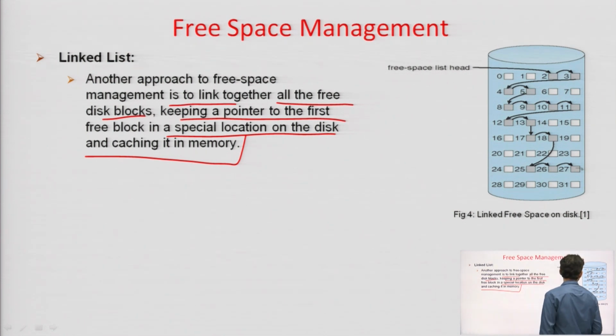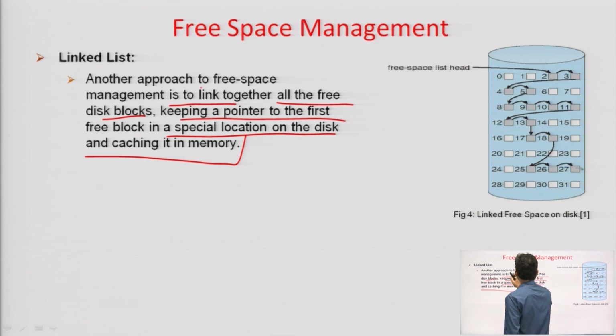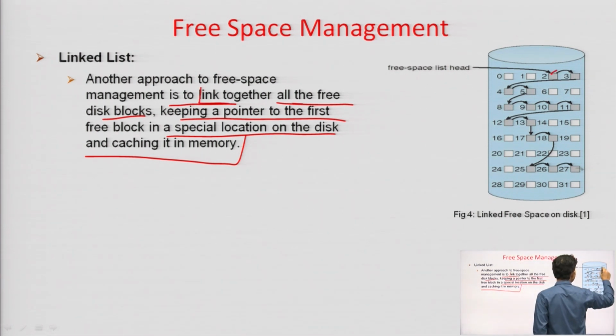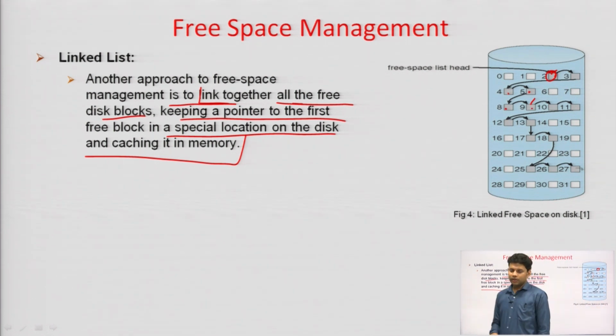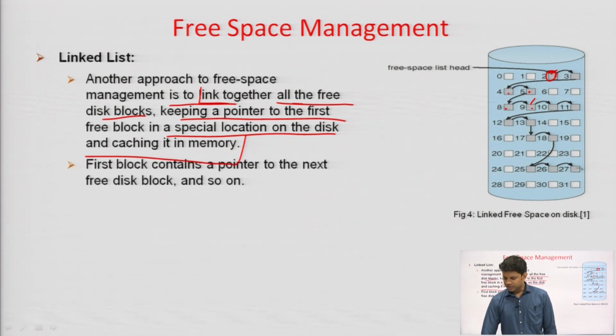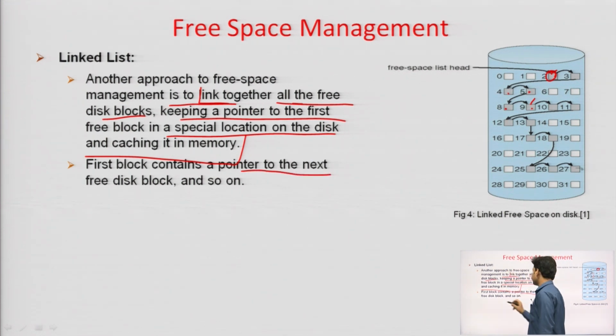Okay, so you can see free space is linked together, all the free disk blocks. So you are linking all the free blocks, and each free block stores the pointer of the next free block. So 4 is storing the pointer of 5, 5 is storing the pointer of 8, 8 is storing the pointer of 9. So this is the linked free space management. The first block contains a pointer to the next free disk block and so on.